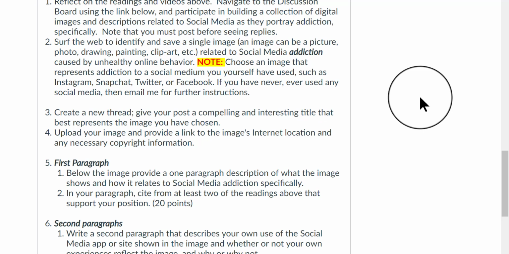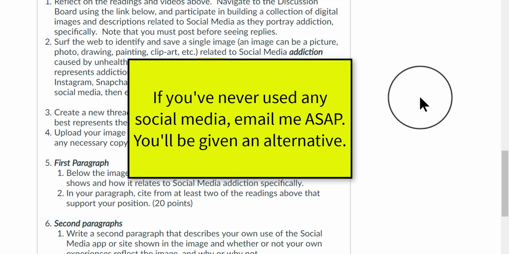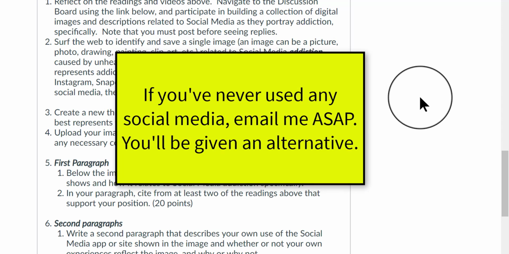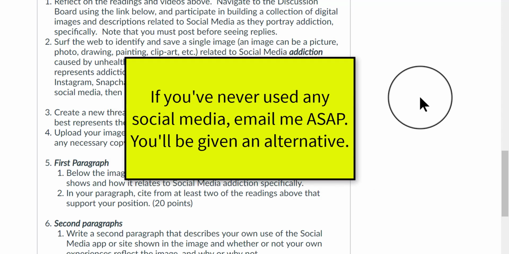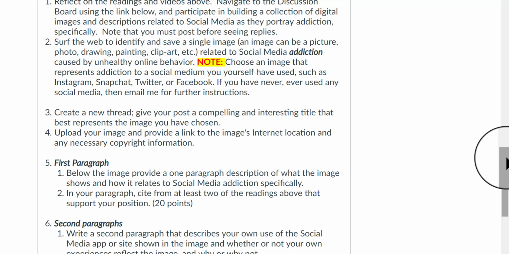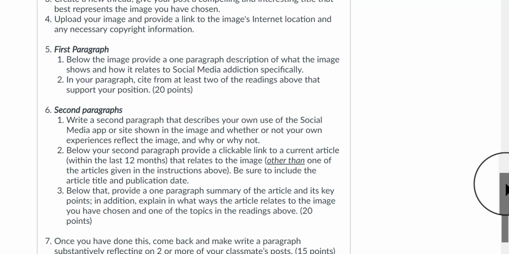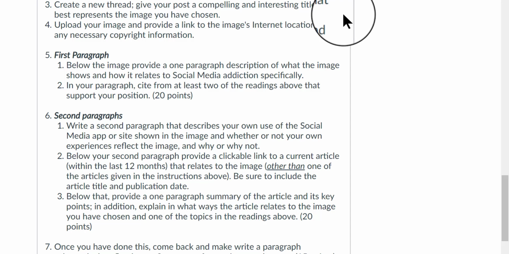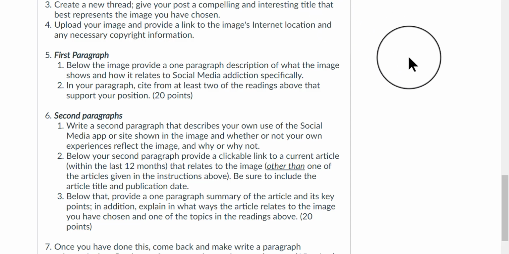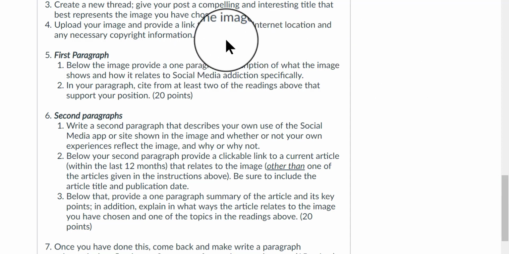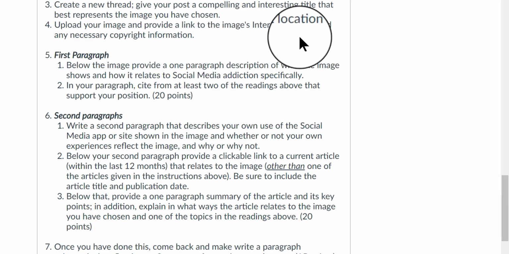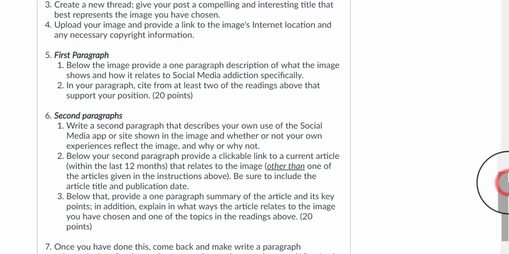If you have never used any social media ever, then email me immediately for further instructions, because you'll be doing something a little bit alternative. You're going to create a whole new discussion thread. Give your post a compelling title that's interesting and best represents the image you chose. Then upload the image and also include a link to the image's location on the internet, its website link. Make sure if there's any copyright information that's required, you include that.